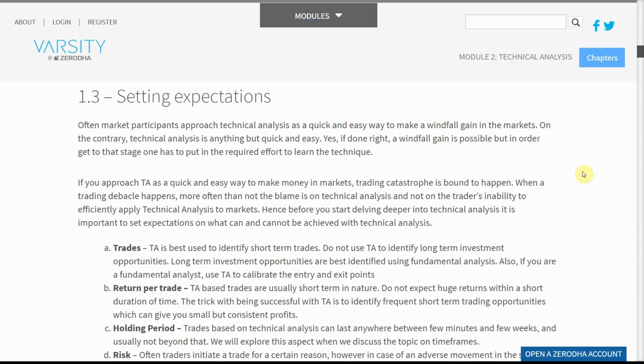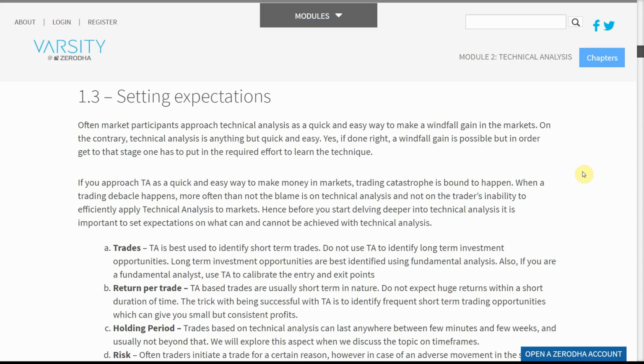1.3 Setting expectations. Often market participants approach technical analysis as a quick and easy way to make a windfall gain in the markets. On the contrary, technical analysis is anything but quick and easy. Yes, if done right, a windfall gain is possible, but in order to get to that stage one has to put in the required effort to learn the technique.